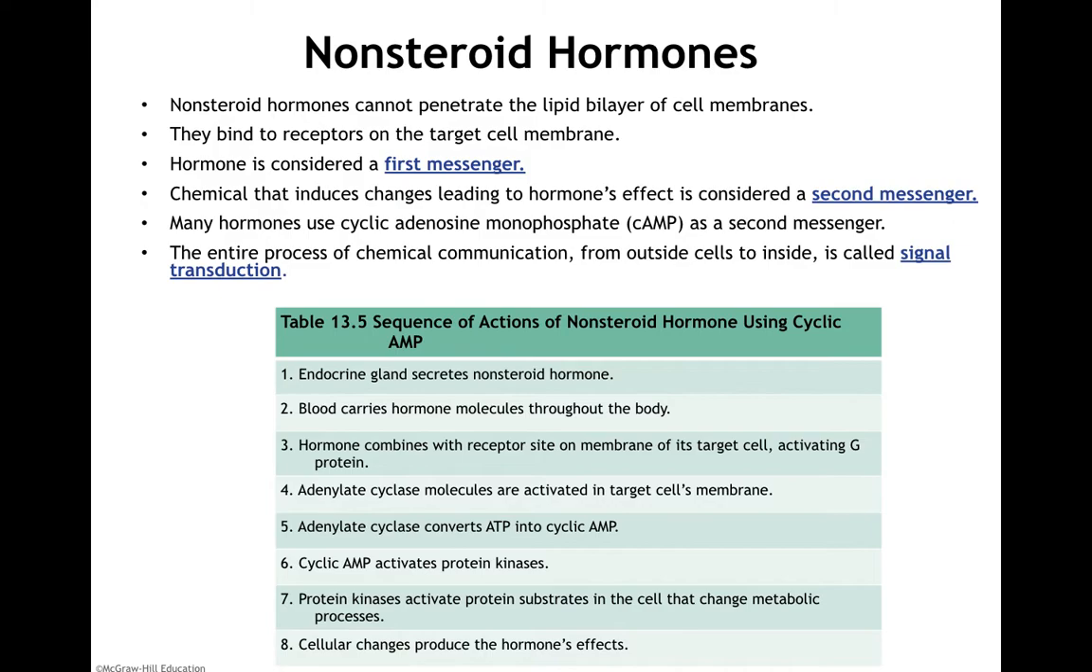The cyclic AMP would then work on enzymes called kinases, which put phosphates on other proteins, and putting a phosphate on a protein is the equivalent of turning a light switch. Sometimes when you put a phosphate on, it activates it. Sometimes when you put a phosphate on, it turns it off. But those changes in how the enzymes work are going to change the metabolic process, and that metabolic process is going to produce the effect you're looking for from that particular hormone.